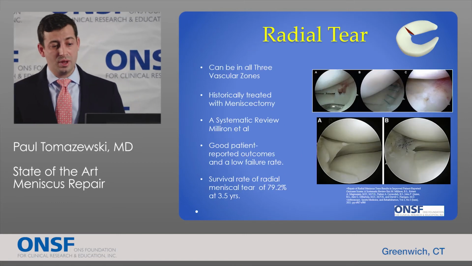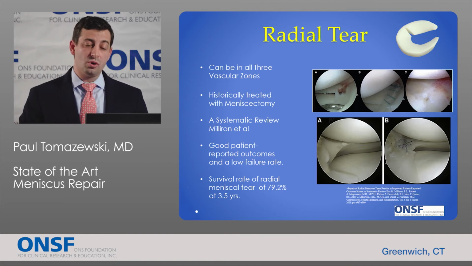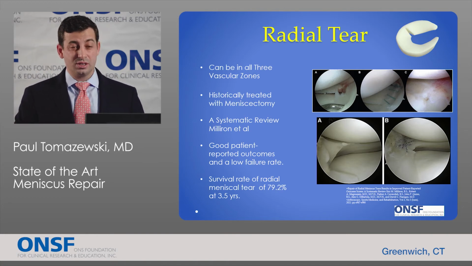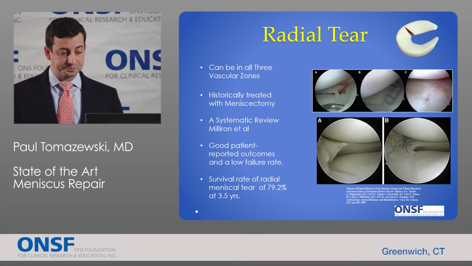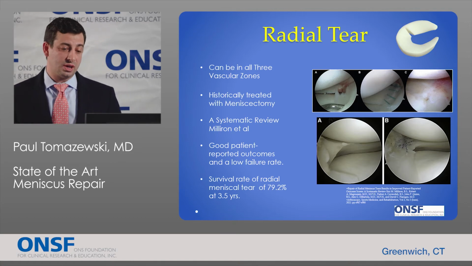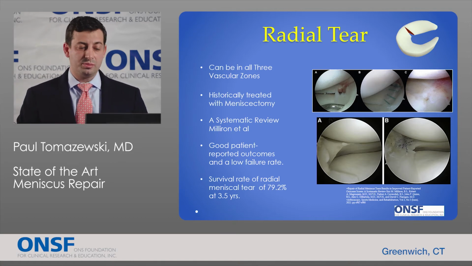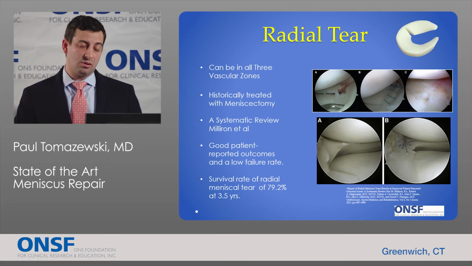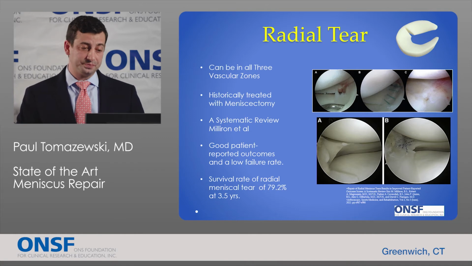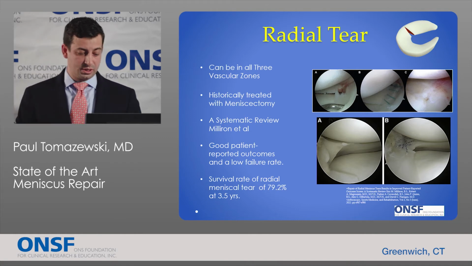Radial tear is a tear pattern that goes from the capsule through all 3 vascular zones, or can go through all 3 vascular zones. And historically, these were treated with a meniscectomy. But more recently, we have better data that show that they have survival rates of about 80% at 3.5 years. And there are many different repair techniques that you can use. Again, all inside, inside out, or a combination of the two to really get a robust repair.